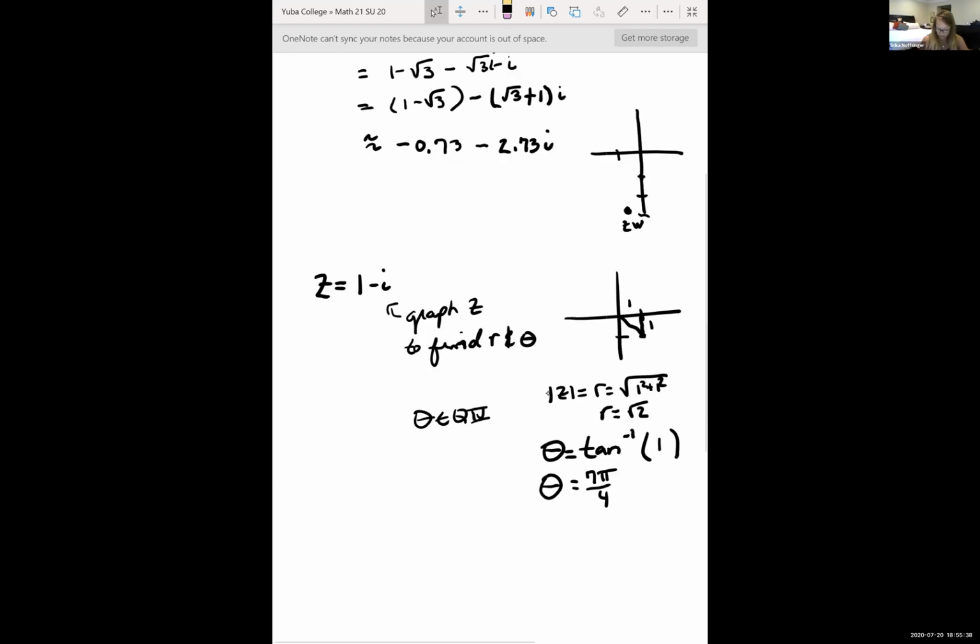Okay, so we can rewrite z. z is equal to r times e to the i theta. So z in exponential form, our r value was root 2, and our theta was 7 pi fourths.